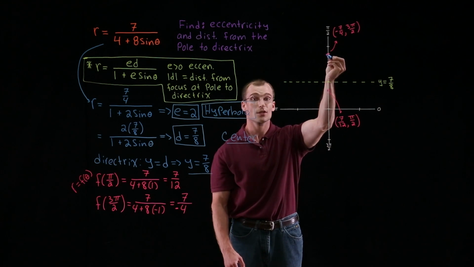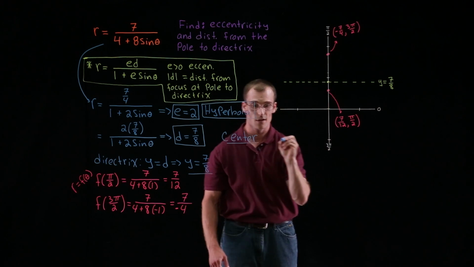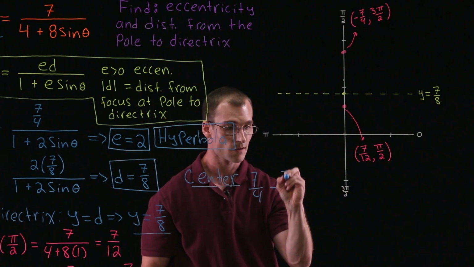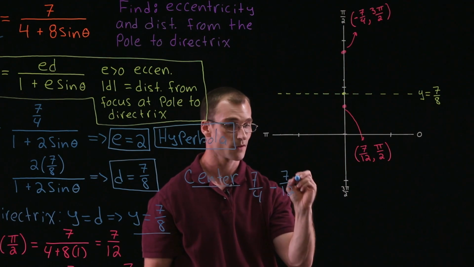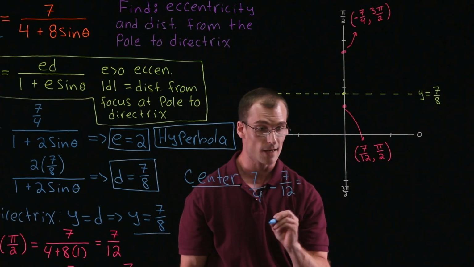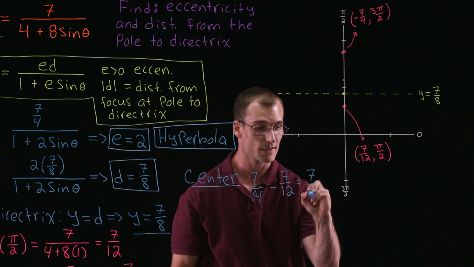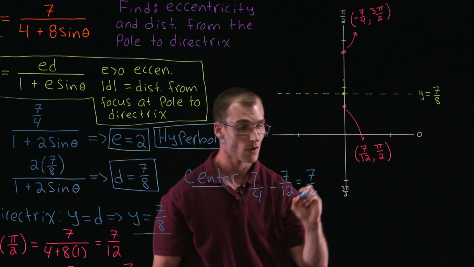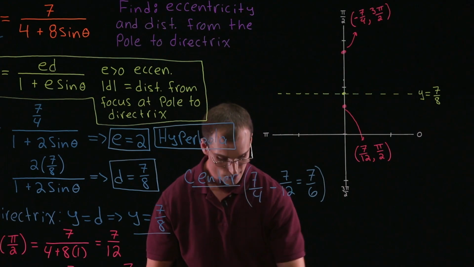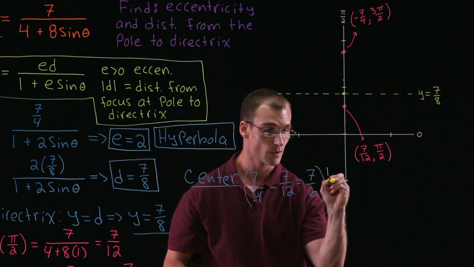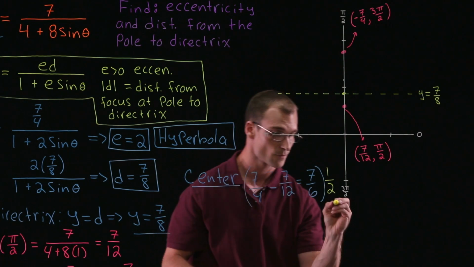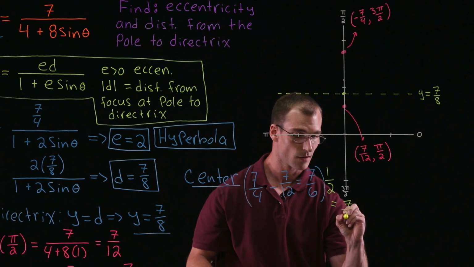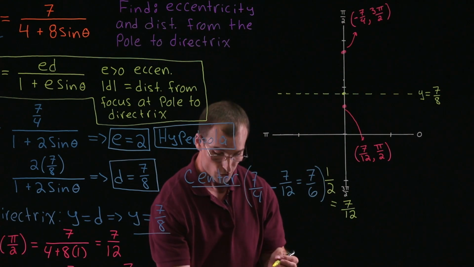So the distance of this is just going to be +7/4 from the origin. So we can take 7/4 minus 7/12. So 7/4 minus 7/12 is 7/6. So that's the distance from the top to the bottom, but we want the midpoint. So what we're going to do is divide it by 2, multiply it by a half. So 7/6 times 1/2 gives us 7/12.